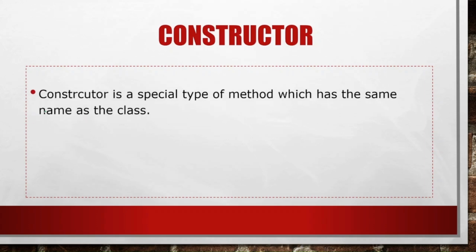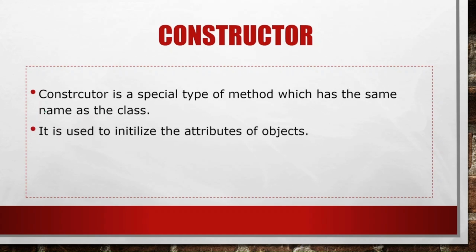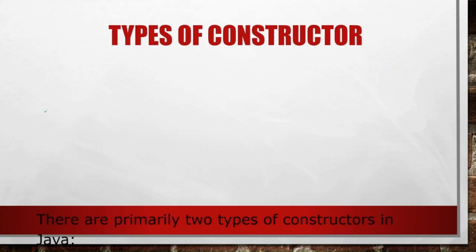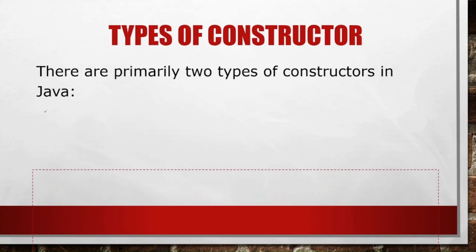A constructor is a special type of method which has the same name as the class name, and it is used to initialize the attributes of an object, meaning giving values to the attributes of the object. This constructor will be automatically called when the object of a class is created, and it does not have any return type. This is a brief introduction to constructors. We will go to types of constructors.